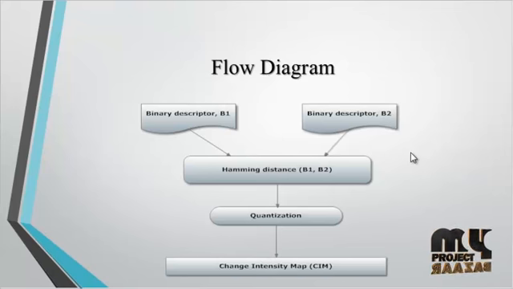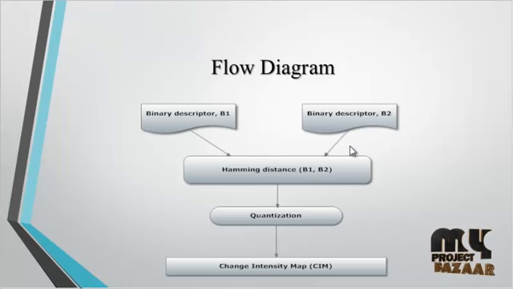Now we discuss the flow diagram for the process. This is the overall flow diagram for the process. At first, the input image is taken from the dataset. This is not mentioned in the flow diagram. After getting the first image from the dataset, the binary descriptor B1 is created, and then the second image is also taken from the dataset. The dataset consists of satellite images, which include the changed images from an early time period. After getting the second image from the dataset, the binary descriptor is created for the second image as B2.